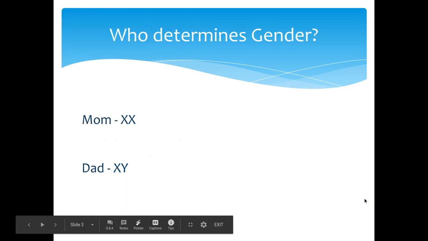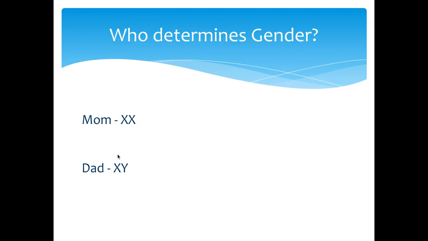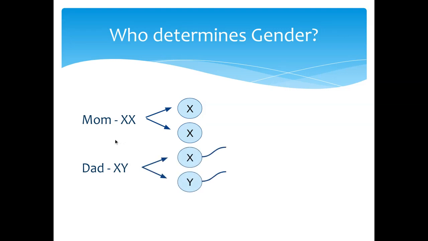So these sex chromosomes come from mom and dad. Mom has an XX and dad has an XY. So we'd like to answer the question, which one of your parents determines your gender? If we look at mom's XX, during meiosis, they are going to separate through the law of segregation into two separate eggs, and dad's XY are going to separate into two separate sperm.